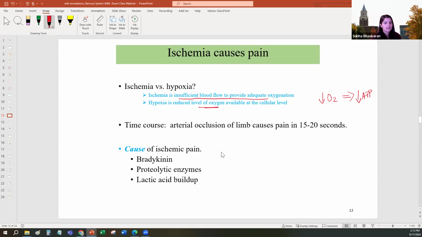Okay, so again, arterial occlusion of a limb. This is kind of an experiment. If you occlude, meaning you prevent the arterial blood supply, the pain starts within 50 to 20 seconds. That's how much the tissue is damaged because of loss of oxygen. Some of the things that can prompt ischemic pain are bradykinin, proteolytic enzymes, and lactic acid buildup. So this one, a quick biochemistry tie-up here: can anyone tell me about lactic acid?